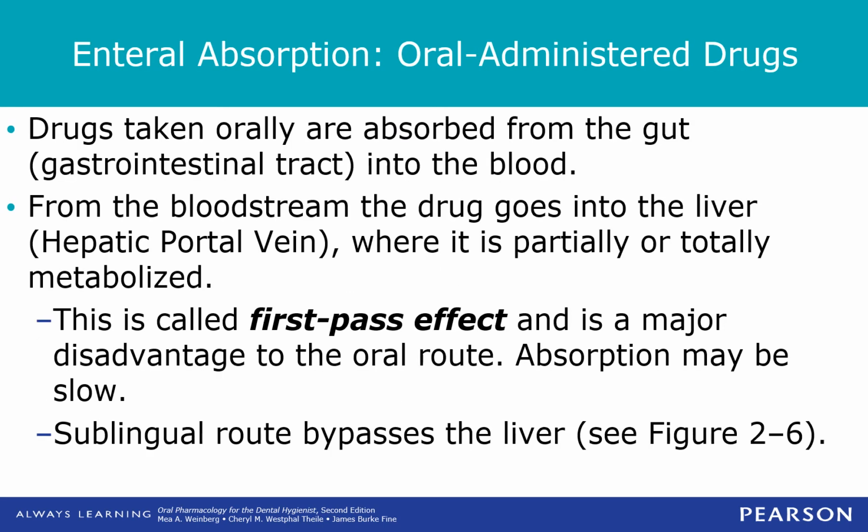So let's talk about enteral absorption. Remember, these are orally administered drugs. These drugs are taken orally and absorbed from the gut through the GI tract into the blood. From the bloodstream, the drug goes into the liver through the hepatic portal vein, where it is partially or totally metabolized. When it goes from the bloodstream directly to the liver via the hepatic portal vein, this is called the first pass effect and is a major disadvantage of the oral route. The absorption may be very slow through this route. The sublingual route bypasses the liver.